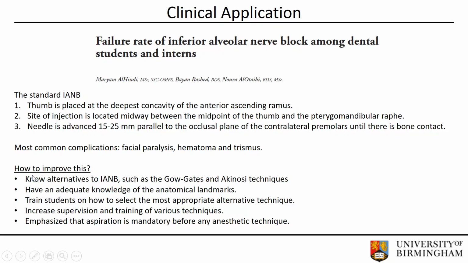So how can we improve this technique and avoid the possibilities for failure? We need to know alternatives for the inferior alveolar nerve block, such as the Gow-Gates and the Akinosi techniques, if there is an infection, for example. Have an adequate knowledge of the anatomical landmarks, train the students on how to select the most appropriate alternative technique, increase supervision and training of the various techniques, and emphasize that aspiration is mandatory before any anesthetic technique because we can put the solution within a blood vessel.